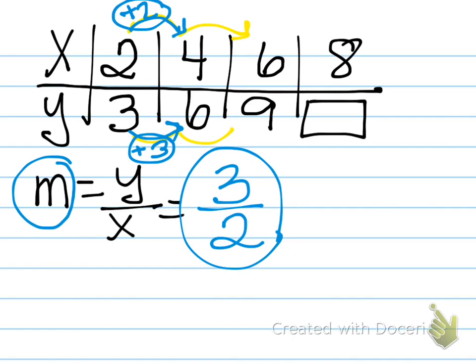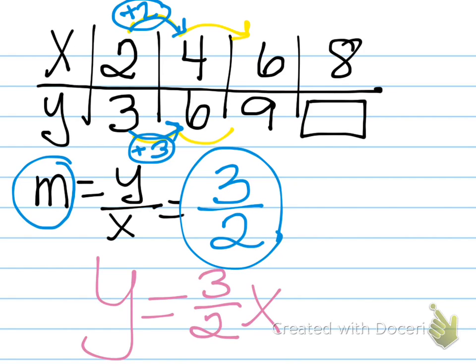Let's go ahead and plug it into our equation. We're always going to start with y equals for my linear functions, and we're going to use my 3 over 2, and my slope is always multiplied by my x. Okay, how'd you do? Good job.